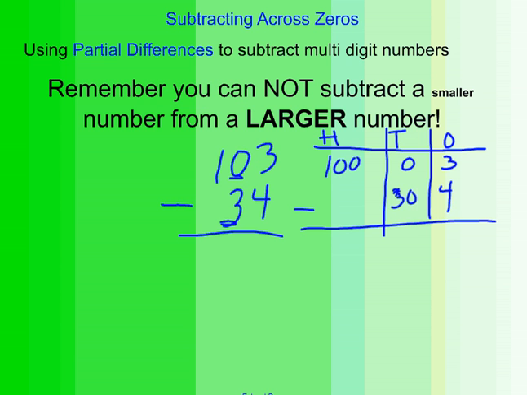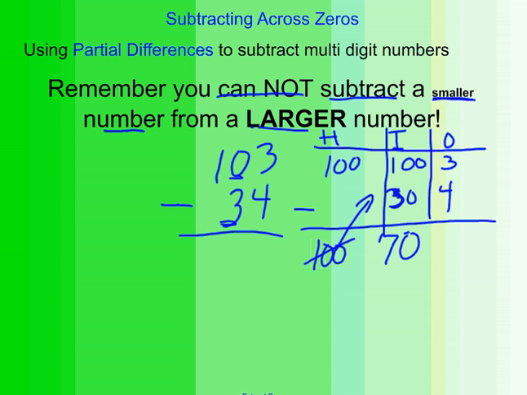Then I'm going to start with my hundreds, and I'm going to subtract. I have 100 take away 0 is 100. Then I'm going to look to my tens place, and I'm going to subtract. I have 0 take away 30. I know that I cannot subtract 30. Remember, you cannot subtract a smaller number from a larger one. So if I have 0 take away 30, I can't do that, so I'm going to borrow 100. I'm going to subtract 100 from the hundreds place. I'm going to move it up into the tens place. I have 100 take away 30. 100 take away 30 is 70.